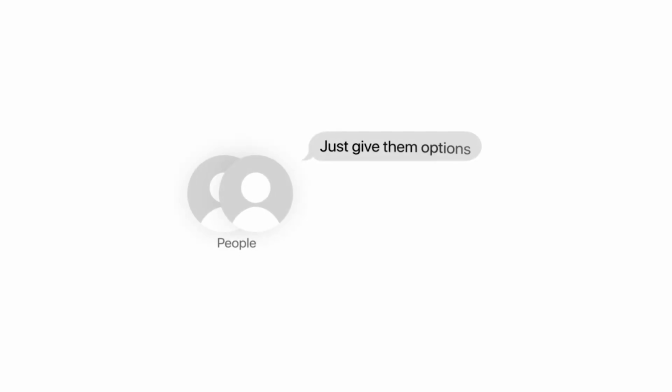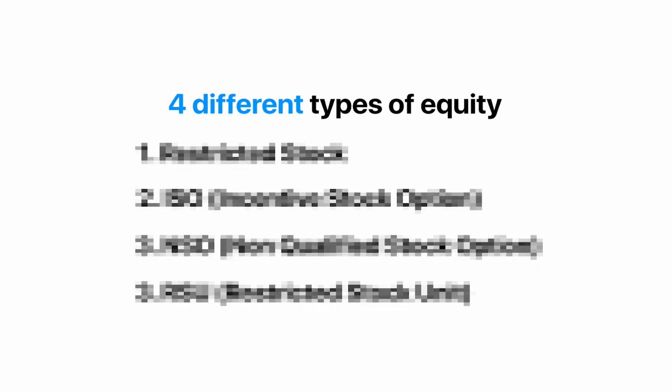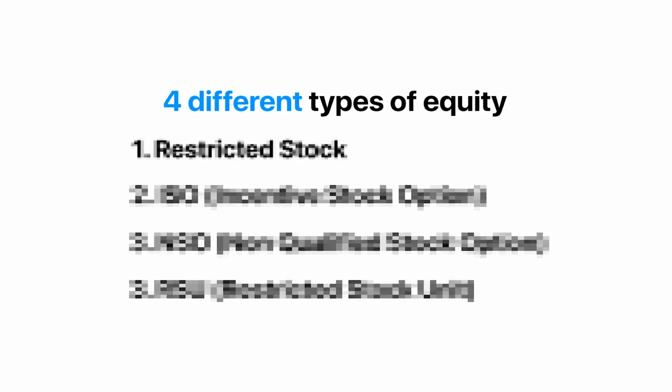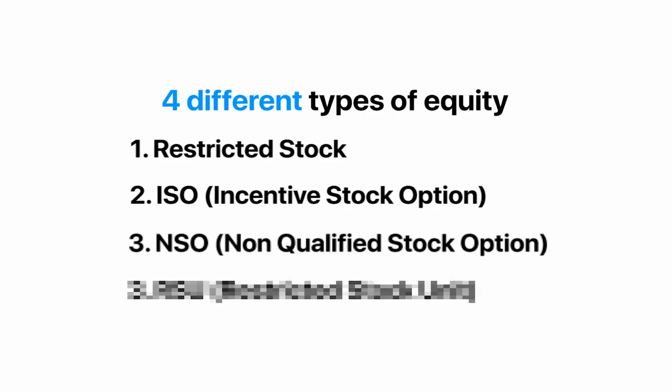If you're a startup founder trying to figure out what type of equity to give your team, you've probably heard people say, just give them options, like it's that simple. But the truth is, there are actually 4 different types of equity you can offer: restricted stock, ISOs, NSOs, and RSUs. Choosing the wrong type of equity can cost your employees thousands in unexpected taxes, create a compliance nightmare for your company, and result in a loss of trust from your team.